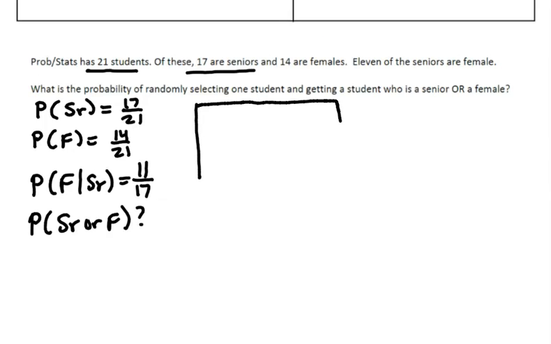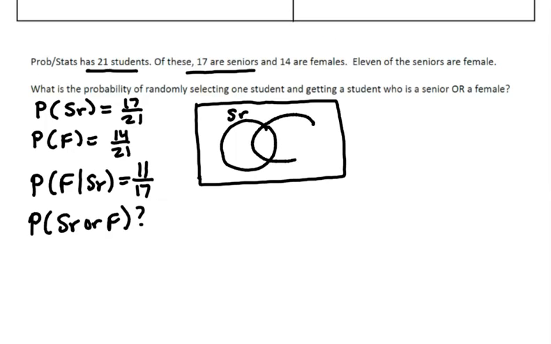So if we did a Venn diagram, the whole square should contain 21 students. And we're going to put them in two categories, senior or female. So here's our senior circle. Here's our female circle. Okay, so we have a total of 17 seniors in this circle and a total of 14 females, but it says 11 of the seniors are female.